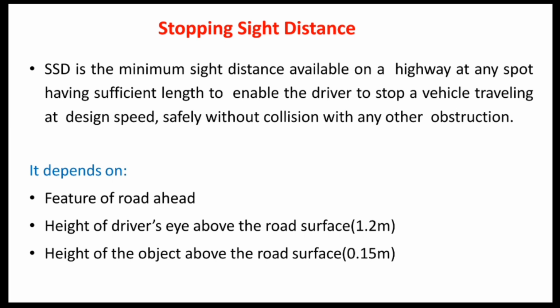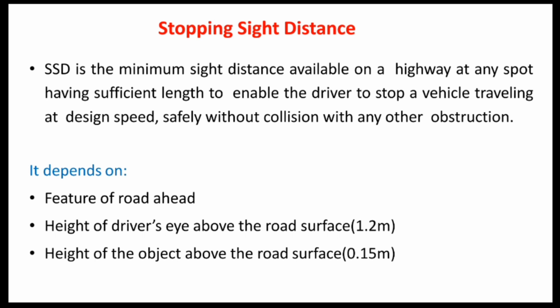Next, the stopping sight distance in detail. The stopping sight distance is the minimum sight distance available on the highway at any spot to be of sufficient length to stop the vehicle traveling at the design speed safely without collision with any other obstruction. The absolute sight distance is therefore equal to the stopping sight distance, which is also sometimes called the non-passing sight distance. And it depends upon, first, the feature of the road ahead, whether it has a horizontal or a vertical curve.